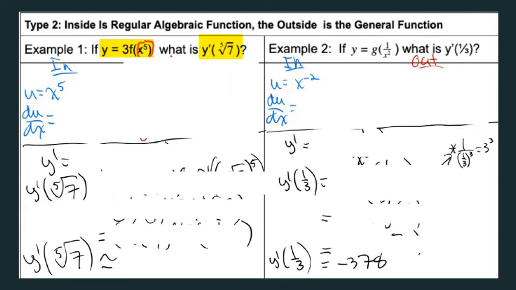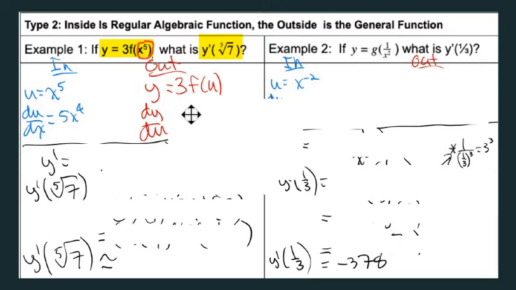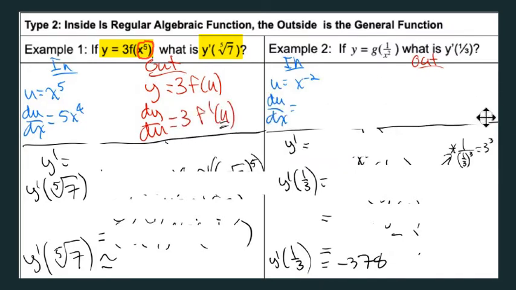So let's take a look at this and go through it. So first things first. Down there, sorry. So x to the fifth is the inside function. That's u. U is always the inside function. The derivative of that is 5x to the fourth. Then what we do is we look at our outside function. Again, what is outside of x to the fifth? Well, 3 and f, right? So 3f at u, because we're replacing x to the fifth with u. So that's the y value. Now I need to do the derivative. Well, what's the derivative of f of u? F prime of u. That's all it is, right? It's just f prime at u.